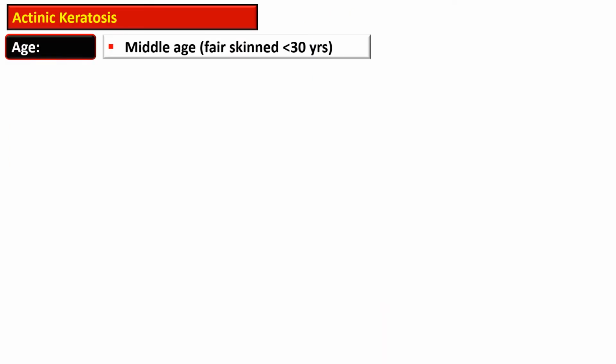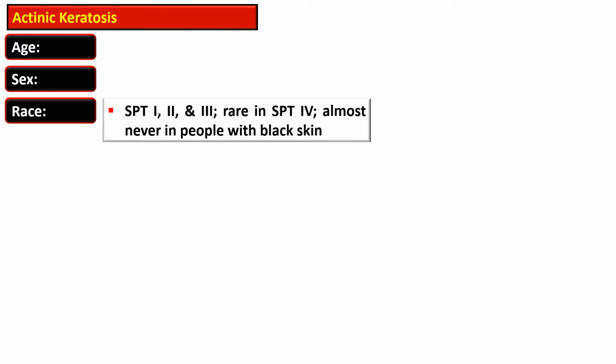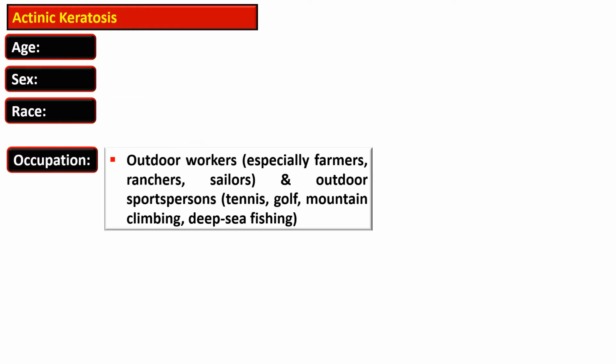Actinic keratosis is a disease of middle age, but younger people are also affected if they are fair skinned. It is a disease that is predominantly present in males, and skin phenotypes 1, 2 and 3 are commonly affected, while it is rare in skin phenotype 4, and almost never occurs in people with black skin.